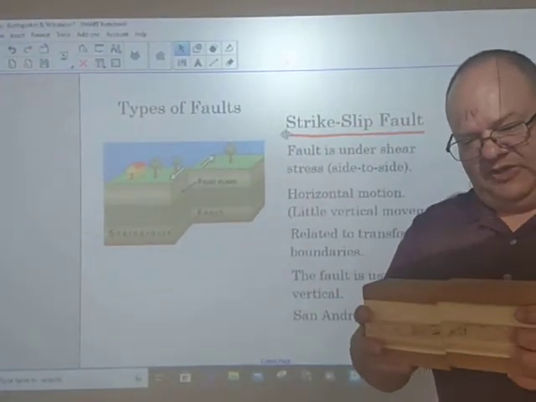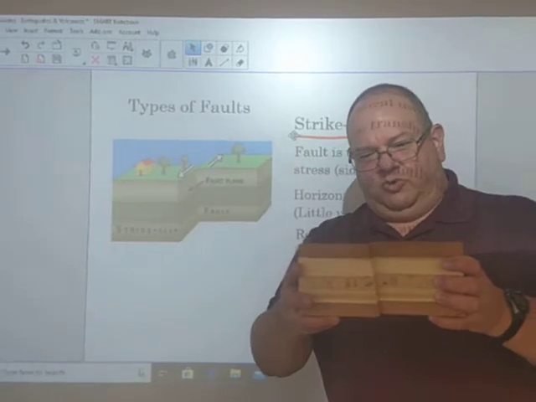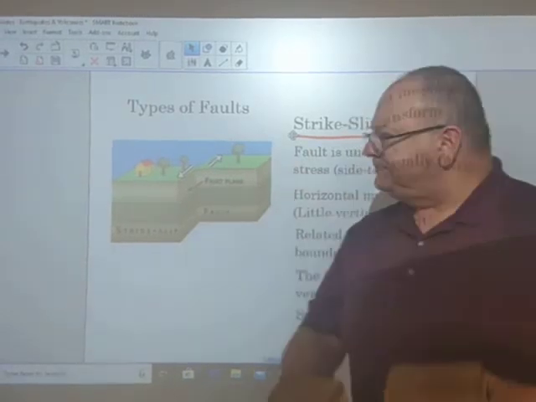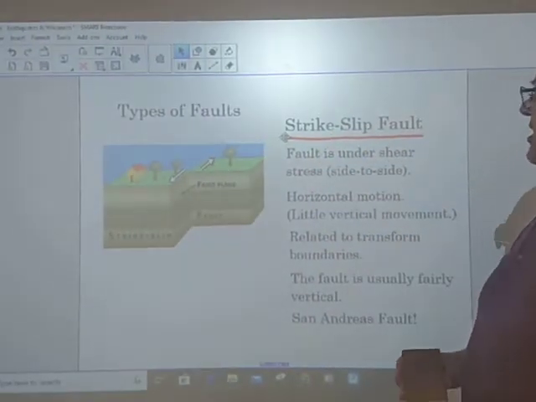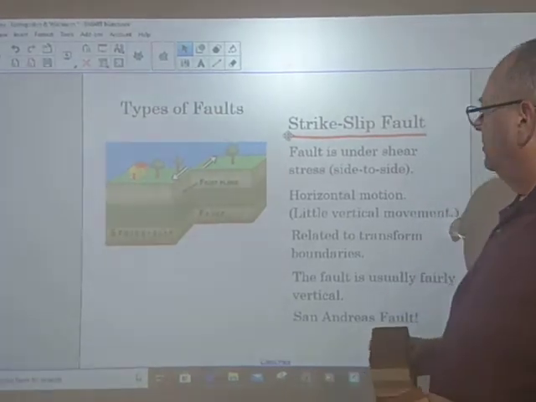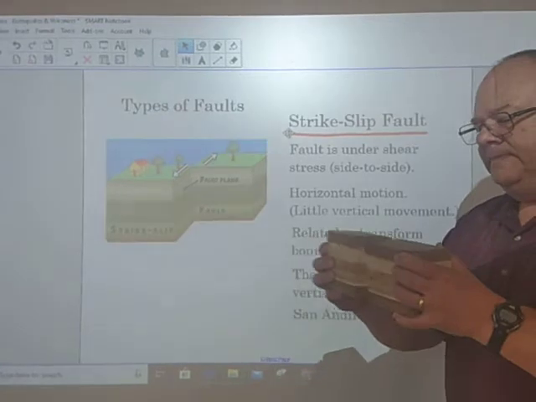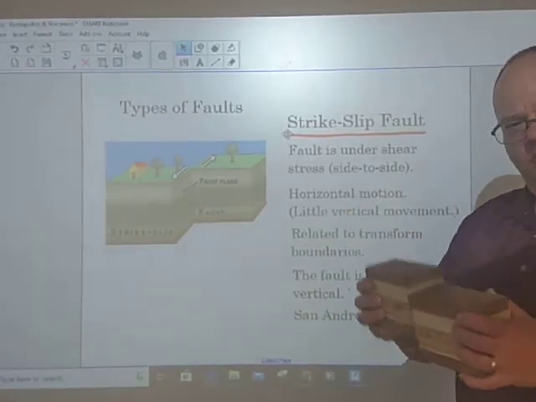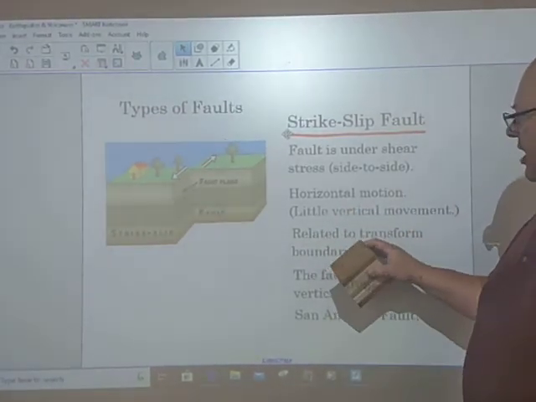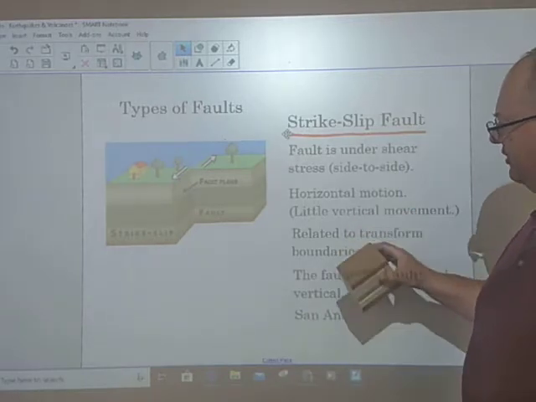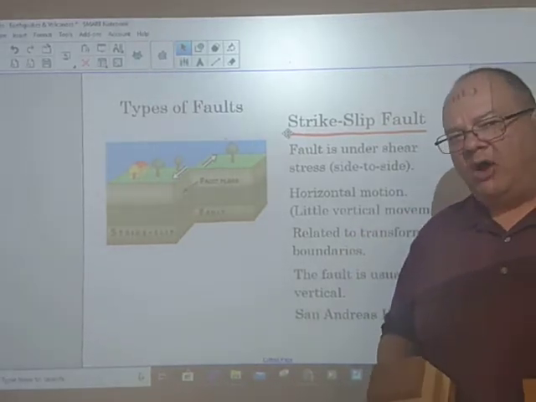This type of fault, if the slabs of the earth are moving sideways like this, that is called a strike-slip fault. So, lots of horizontal movement, very little vertical movement. These types of faults are related to transform boundaries.